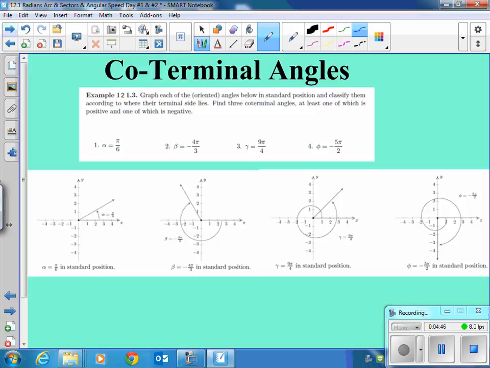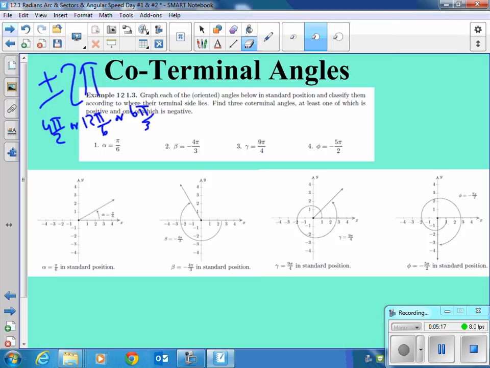The challenge is what if you don't have degrees? Degrees are made up. What about radians? Well, radians are the exact same thing, except instead of adding and subtracting 360, how many radians in a whole circle? 2 pi. So you're going to have to get common denominators like 4 pi over 2 or 12 pi over 6 or 6 pi over 3. You're going to have to use those fractions to get these equivalent coterminal angles.